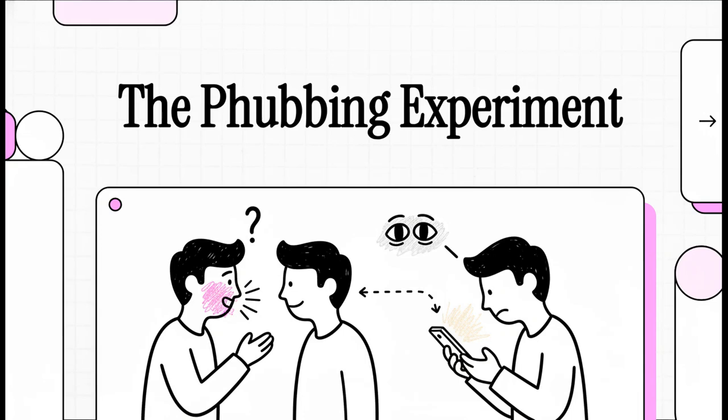You've been there, right? You're in the middle of a great story, you're talking to a friend, and then you see their eyes just kind of glaze over and drift down to their phone. Yep, we've all been there. That's the exact moment you get FUB.